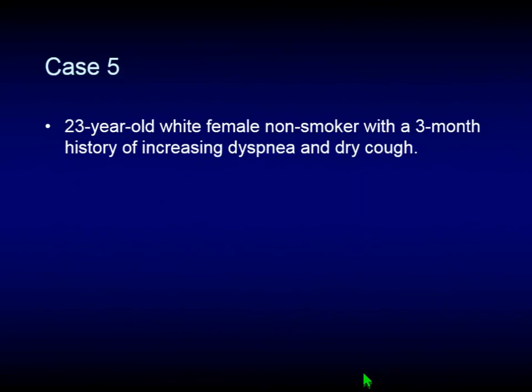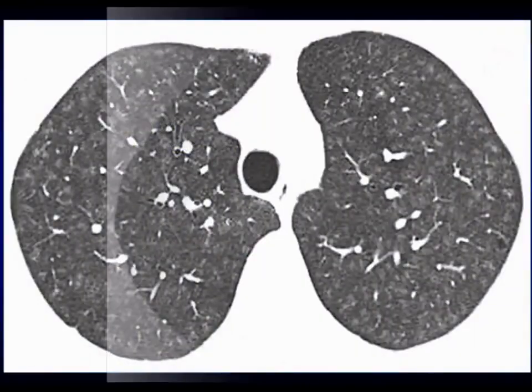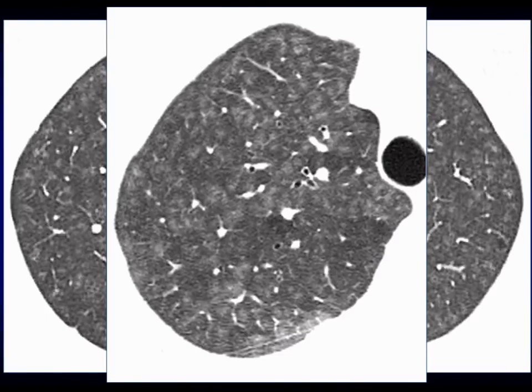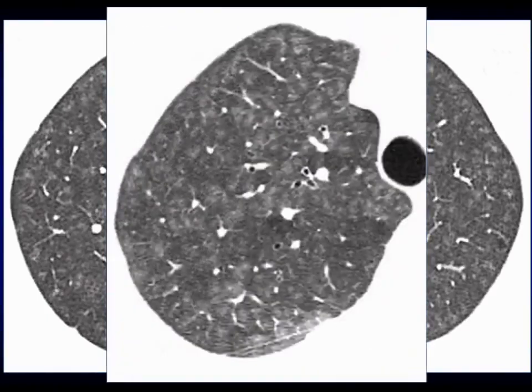So our next case is a 23-year-old female non-smoker with a 3-month history of increasing dyspnea and dry cough. I think that these are a little bit harder to see. That's why we have it magnified here, just to get a better sense of things.